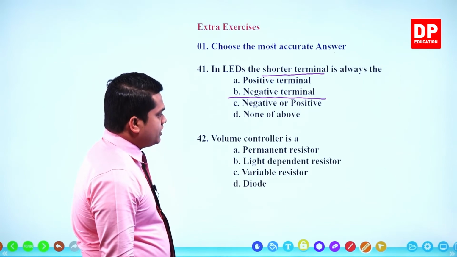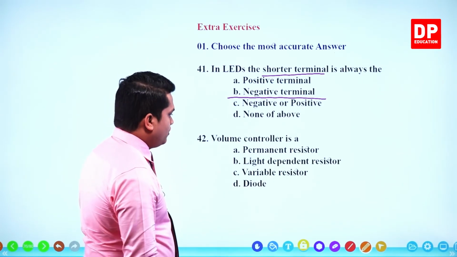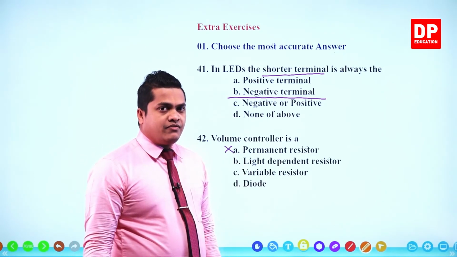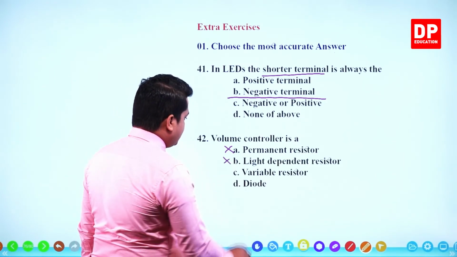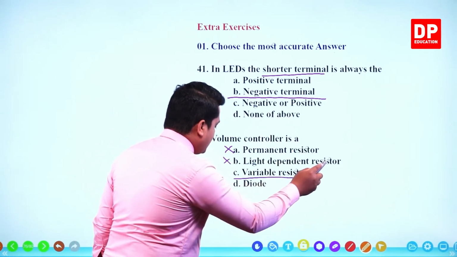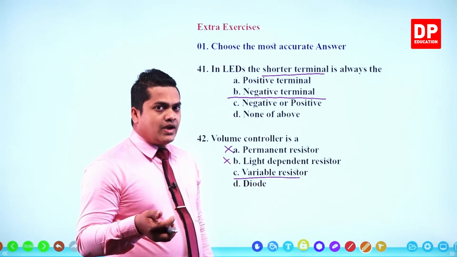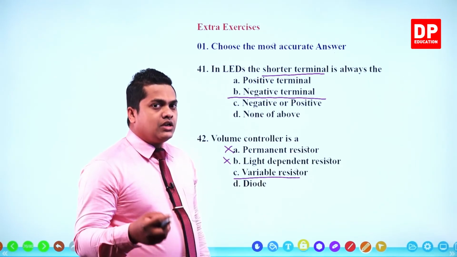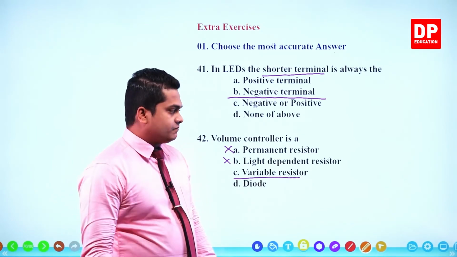42. Volume controller is a permanent resistor? No, it's not a permanent resistor. Volume controller is a type of variable resistor. So it's not a light dependent resistor either. So it's a variable resistor. We can change the resistance value and we can change the amount of electricity running through the circuit by rotating that lever here and there.